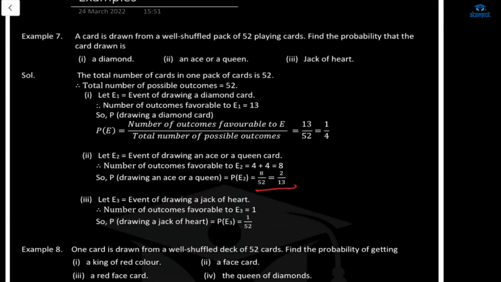Yes, ma'am. Okay, now jack of heart. Now see, we are just talking about jack of heart. If it was written jack of red color, then there would be 2 jacks, but it is specifying only heart. So only a single card will be there. Only a single jack is there of heart. So 1 by 52. Now the rest of the questions we'll see in the next class.